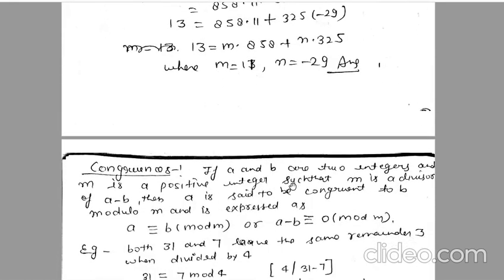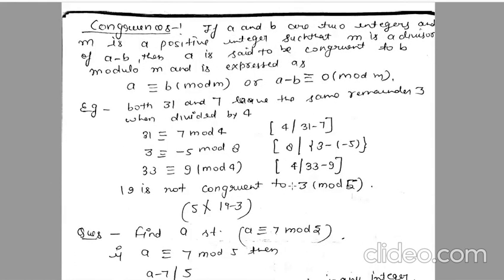Now our next topic is congruence. I think this is a 9th or 11th standard topic. So let's see. If a and b are two integers and m is a positive integer, such that m is a divisor of a minus b, that means m divides a minus b.